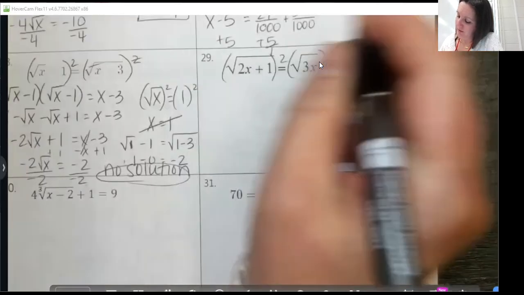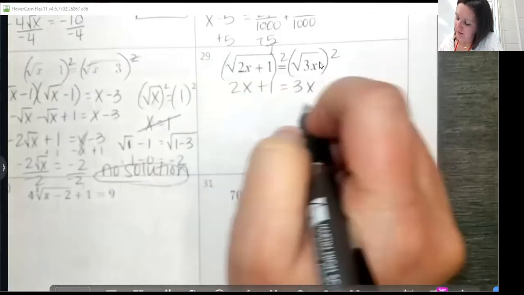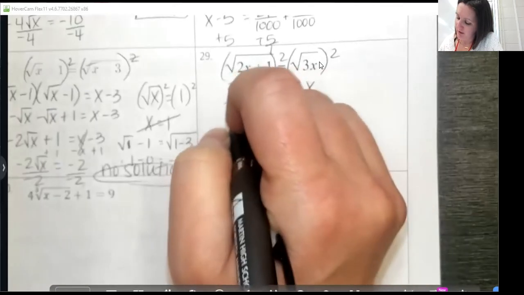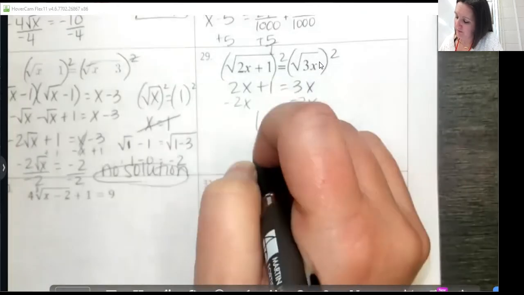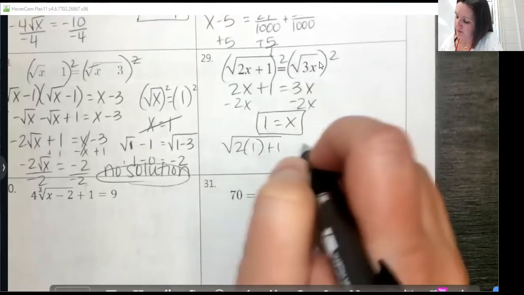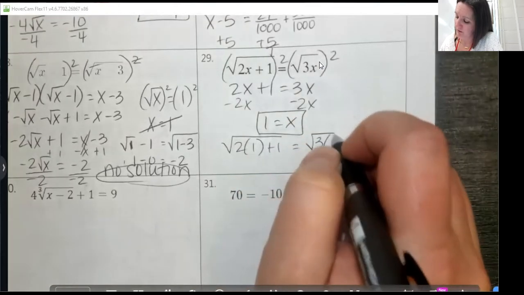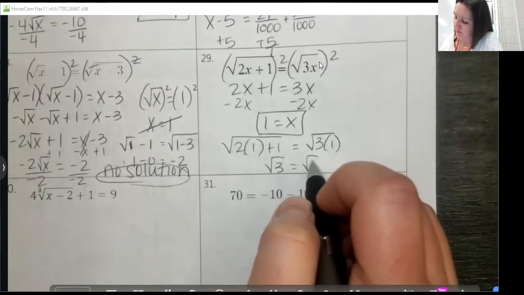Square both sides here. We have 2x plus 1 equals 3x. Let's put our x's on one side. So I'm going to subtract the 2x. 1 equals x. Nice. Oh, let's plug it back in. Sorry. 2 times 1 plus 1 equals square root of 3 times 1. So 2 plus 1 is root 3. We got root 3. Works. We're good. All right. Next one is cubed root.